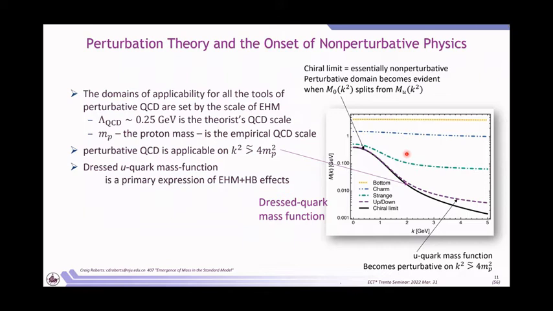Yes, I think there's a deeper point to what you're saying there, and that's what I was skipping over. Truly, we don't know what the scale is for nature. This is something that is not within the standard model.